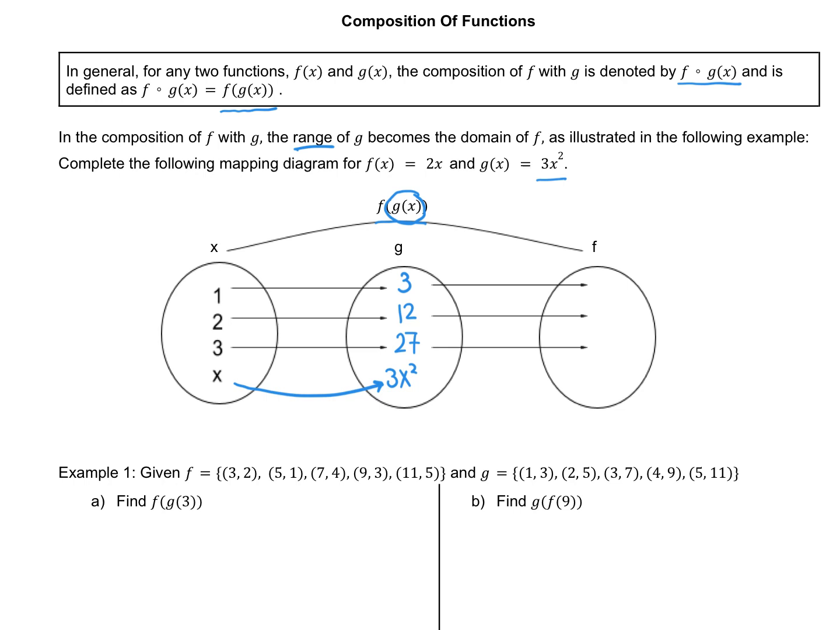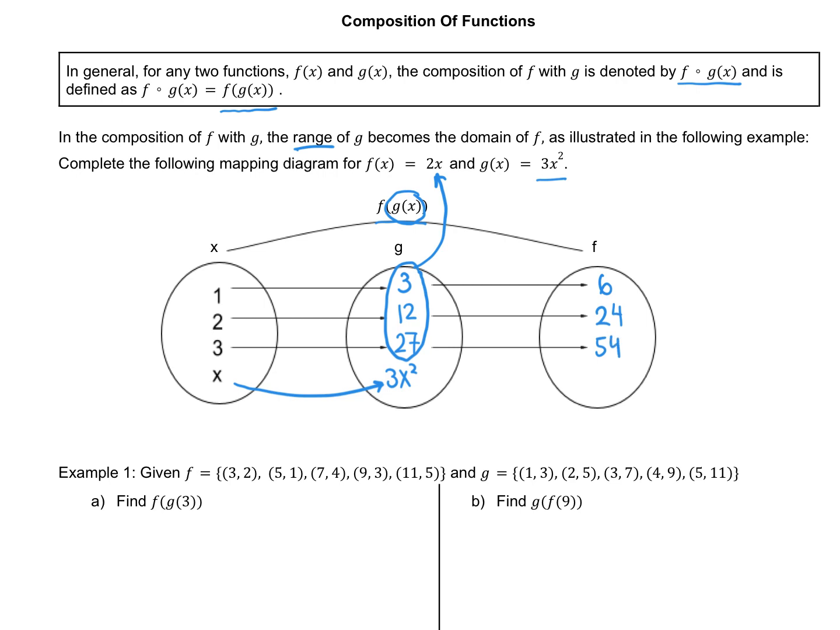Now, my function notation tells me I'm taking f of g of x. So all of these values are getting plugged into f of x. And what is f of x? 2 times x. So I'm going to take each of these values and just double them, because these y values of g become the x values of f. So 3 times 2 is 6, 12 times 2 is 24, and 27 times 2 is 54.